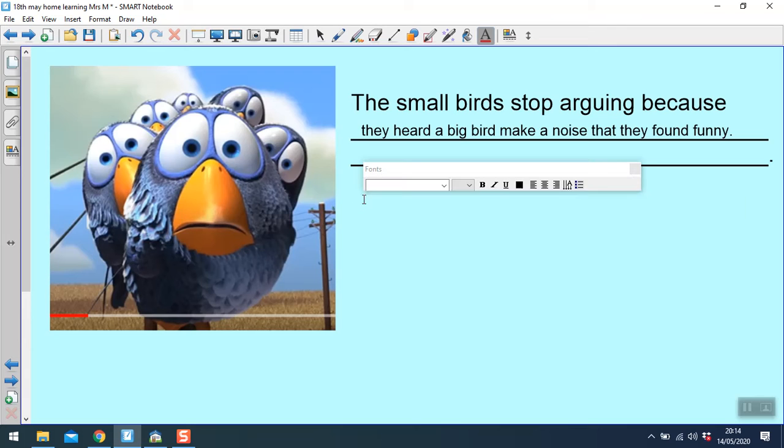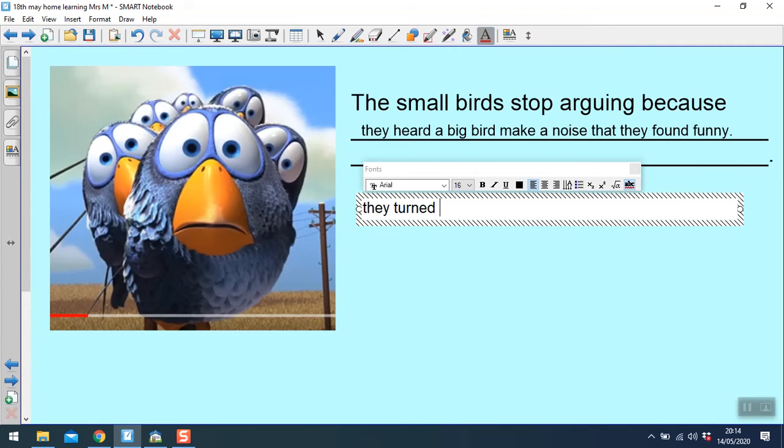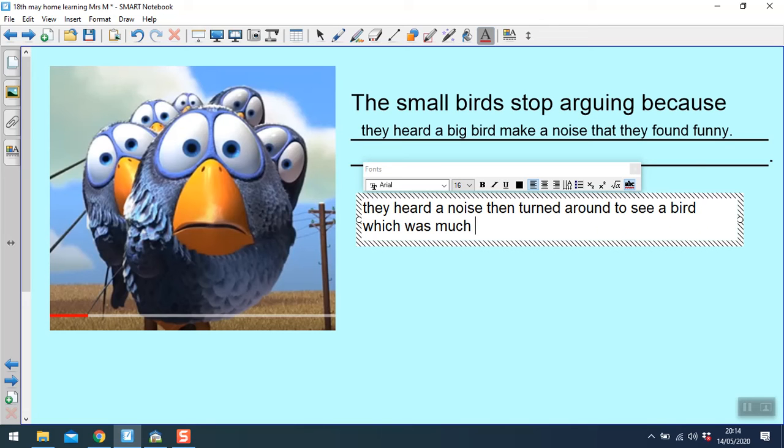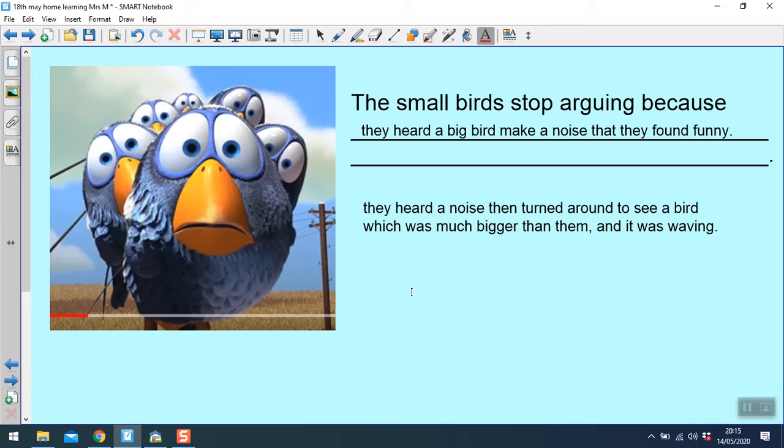Or they turned around, they heard a noise then turned around to see a bird which was much bigger than them. And it was waving. Decide how you would like to end the second half of the sentence. Pause the video and write out the whole sentence on your paper. Pause the video while you do this.